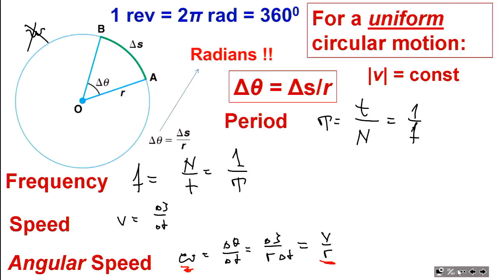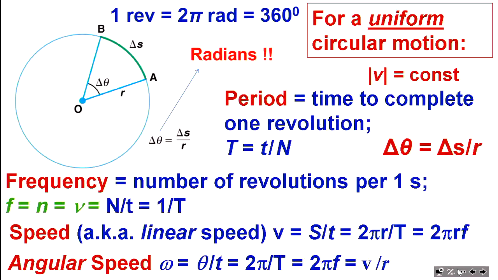And, well, we can do some more simple algebra, get some more connections, more relationships. They all are here. They all start from the definition of radian and then from definitions of other variables. What is the period? What is the frequency? What is the angular velocity?